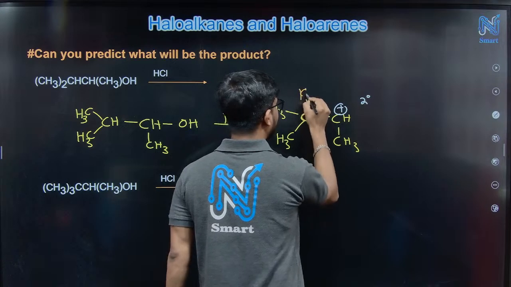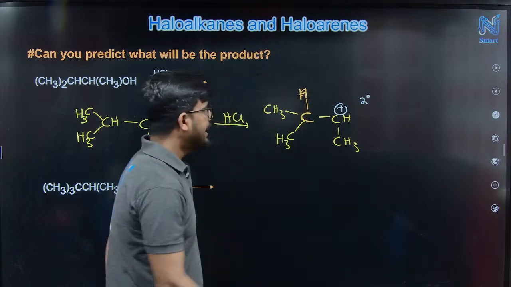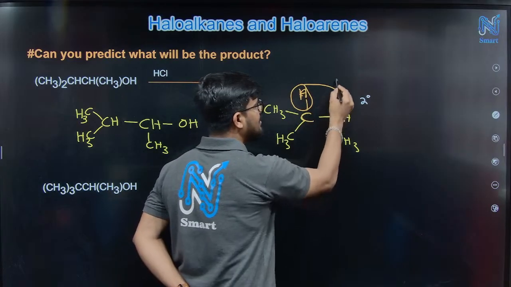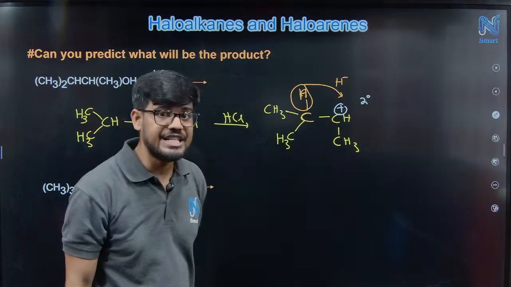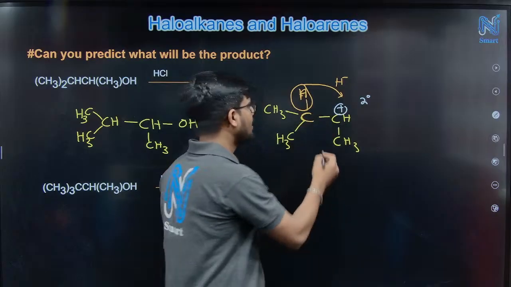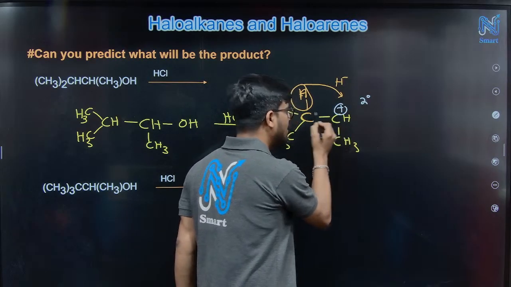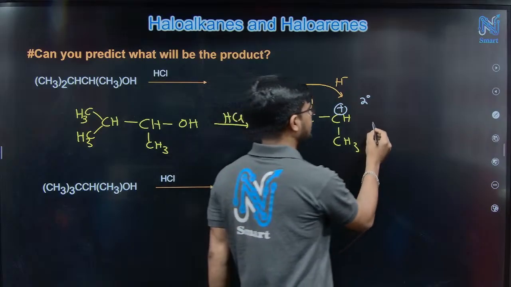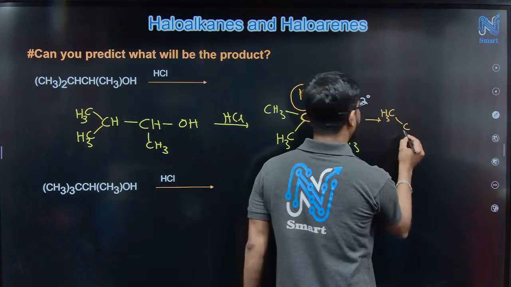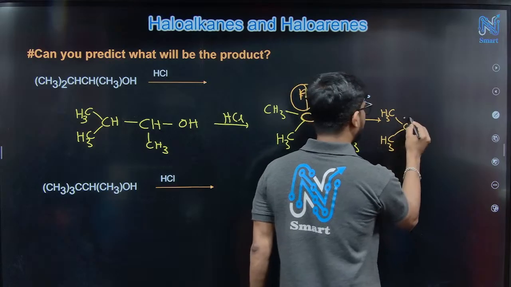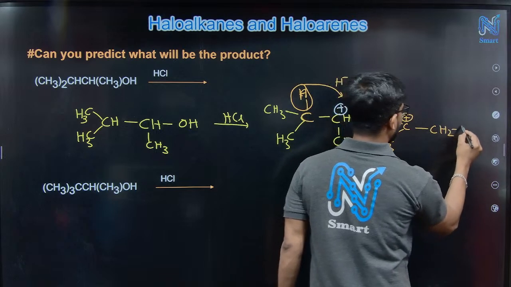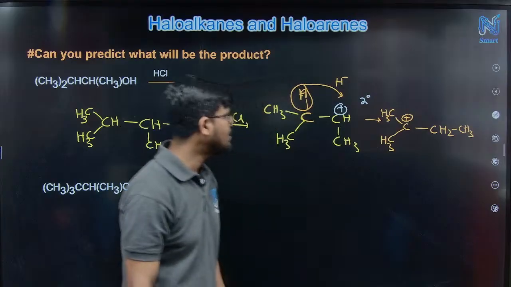Now, if this hydrogen as H minus shifts here, H minus means hydride, not H plus, hydride, as H minus, if it shifts from this carbon to the next carbon, means 1,2 shift, then what you will get? You will get CH3, then carbon here CH3, here positive charge, bond C, H2, CH3, correct? We will get this one.